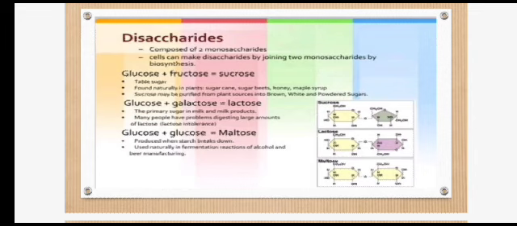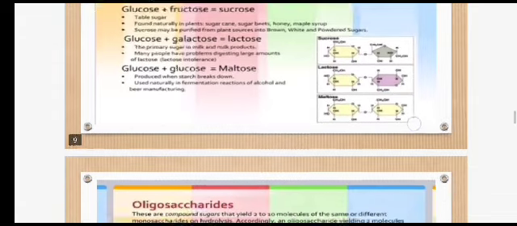Sucrose is also called table sugar, found naturally in plants such as sugar cane, sugar beet, honey and maple syrup. Sucrose may be purified from plant sources into brown, white and powdered sugar. Lactose is also called milk sugar. Many people have problems digesting large amounts of lactose, which is called lactose intolerance. Maltose is produced when starch breaks down, and is used naturally in the fermentation reactions of alcohol and beer manufacturing.